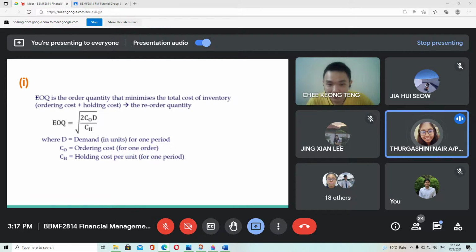Okay, the first thing is calculate the total inventory cost at the economic order quantity, the EOQ. The second one is calculate the total inventory cost if the company wants to. So the first one is EOQ is the order quantity that minimizes the total cost. So the formula is square root of 2 times ordering cost times demand, divided by holding cost.